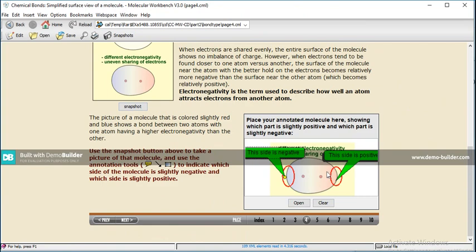So thanks for watching this demo. This is one among the many importances of the molecular workbench, which helps us to teach sciences easily at different levels of education.